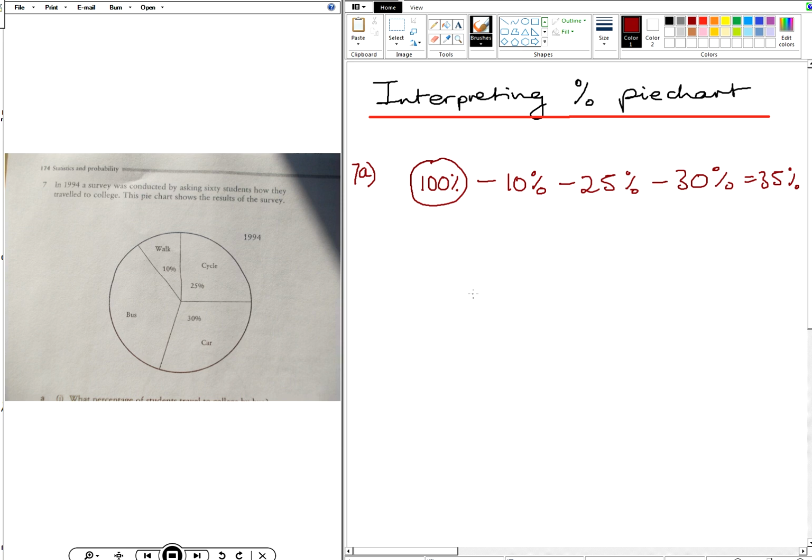Are we happy with that? So we now know, but the question was what percentage? So the actual percentage of students going by bus is 35%. So that is our first question then. Now, what's the next question? Please read out the next one.